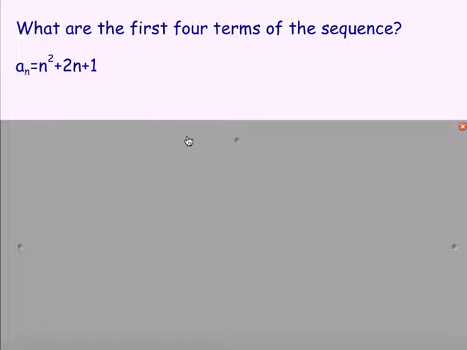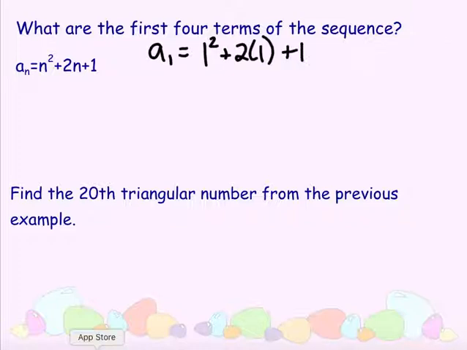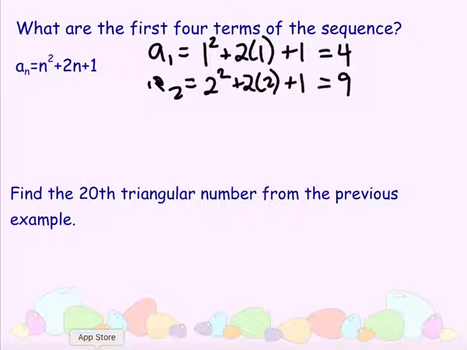All right, and we'll just do a couple more, 2 more examples here, and then we'll finish. So a sub n, what are the first 4 terms of this sequence? Well, we'll do a sub 1 is equal to 1 squared plus 2 times 1 plus 1. So we have 1 plus 2 plus 1 is 4. And a sub 2, so we have 2 squared plus 2 times 2 plus 1. We have 4 plus 4 plus 1, so we get 9.